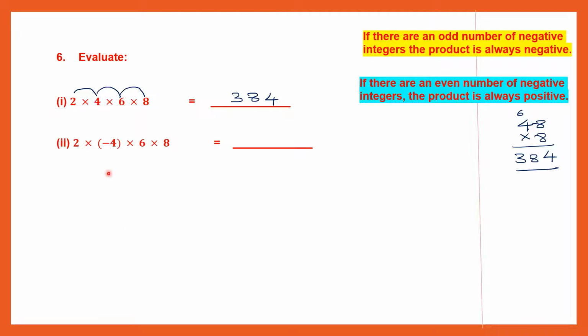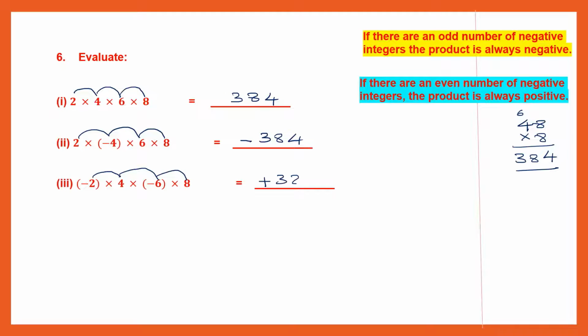Next one, here there is one negative integer and 1 is an odd number. So if you have an odd number of negative integers, your answer will be negative. So minus sign. Now 2 4s are 8, 8 6s are 48, 48 into 8 we just multiplied and got 384. Now here we have 1 plus 1, 2 negative integers. 2 is an even number. That means our product will be positive. 2 4s are 8, 8 6s are 48, 48 into 8 is 384.